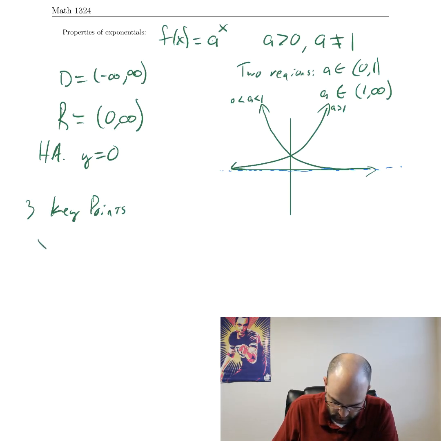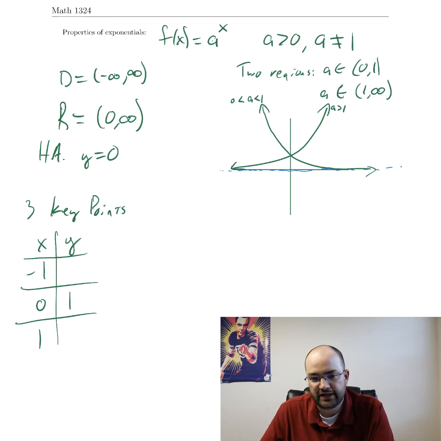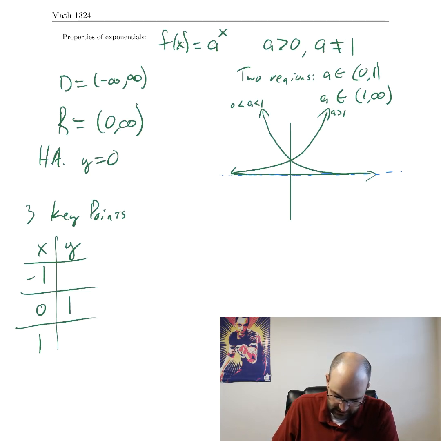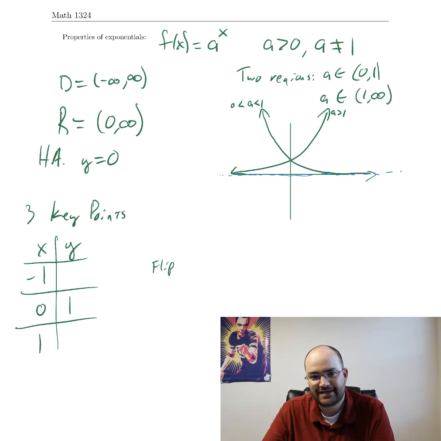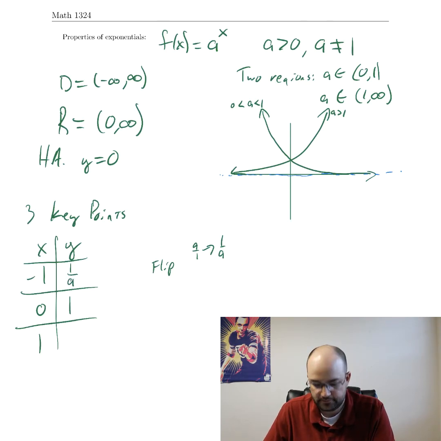I like to write them, first of all, x and y. x is -1, 0, 1, with the 1 in the middle for y. As for what goes here and here for the y, it all depends on what a is. Well, in this case, a is just a, right? So just assume a is a. And this negative here means we flip the base. So a can be thought of as a over 1. So we actually use 1 over a there.